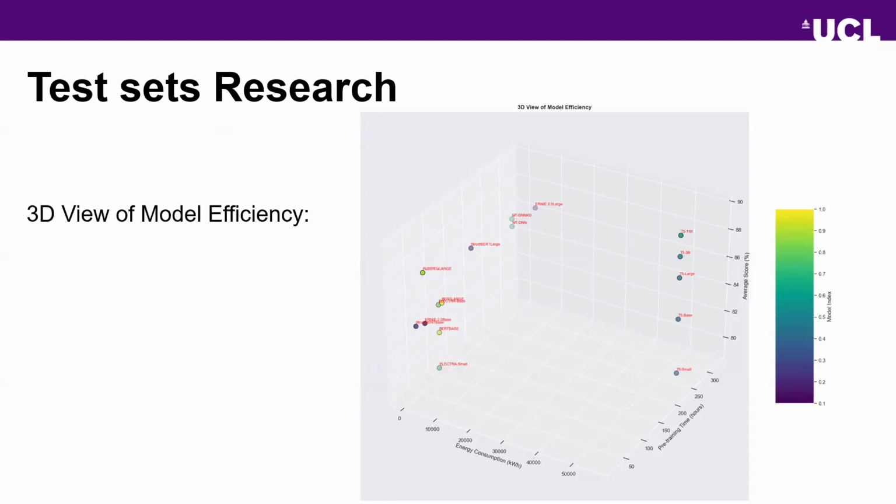Next is a 3D plot of model energy consumption, pre-training time, and the composite score. Again, the closer to the top left corner, the better the model. The closer to the bottom right corner, the worse the model. It can be seen that the model closest to the top left corner is Raptor Large, which shows that the model has low energy consumption and high efficiency while delivering very good training results.